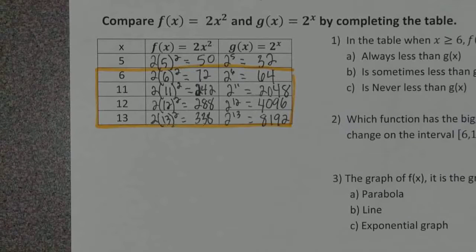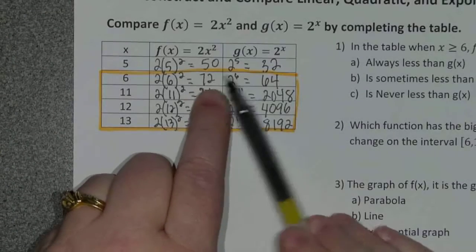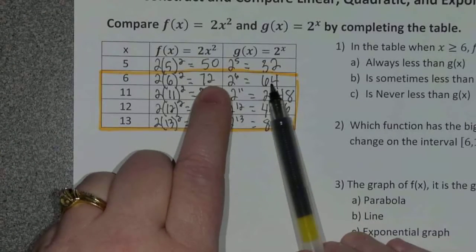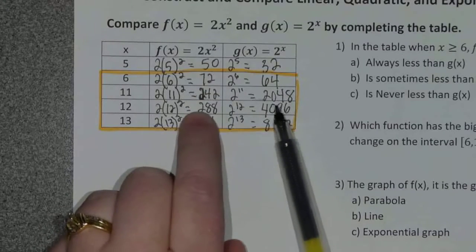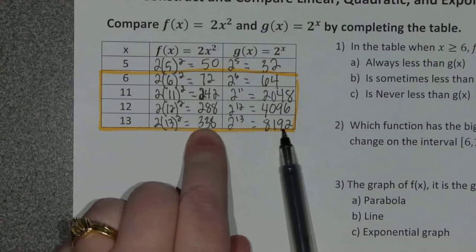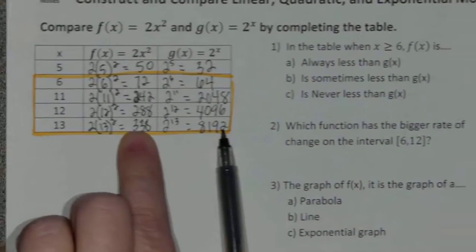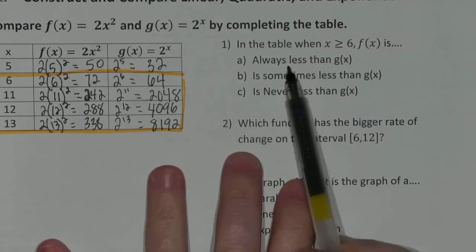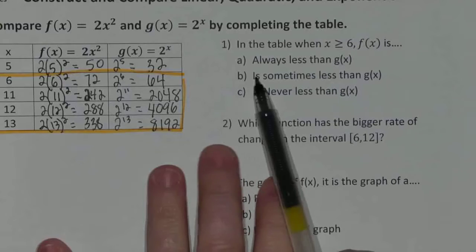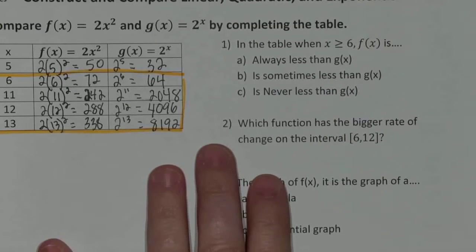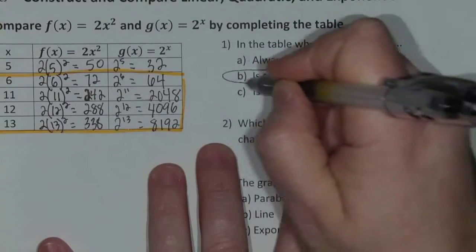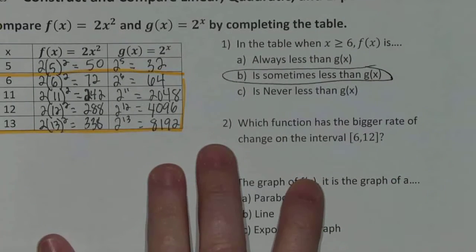So what do you think? Here the f value is bigger than the g value, right? Do you agree with me? F is bigger here, but then it's smaller, smaller, smaller. So which one of those answers do I have to have? Is it always less than g of x? Is it sometimes less than g of x? Or is it never less than g of x? It's sometimes, because of that one that was less than, and then the rest of them were bigger than.